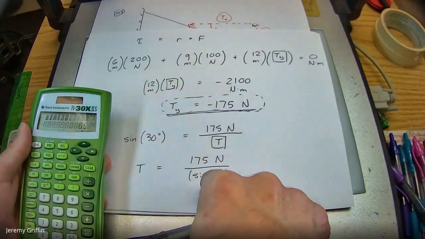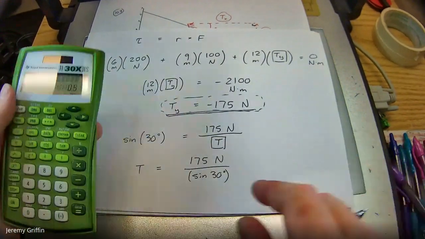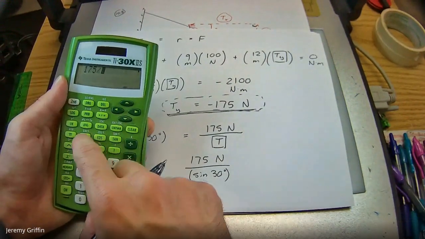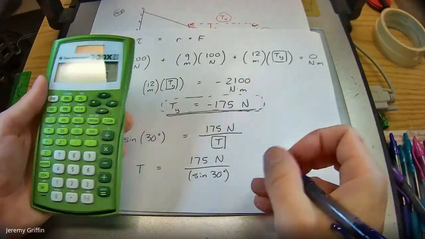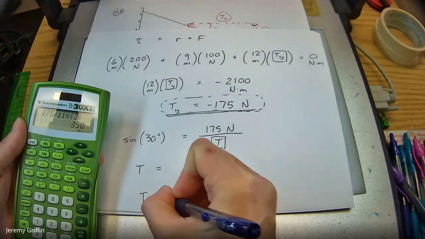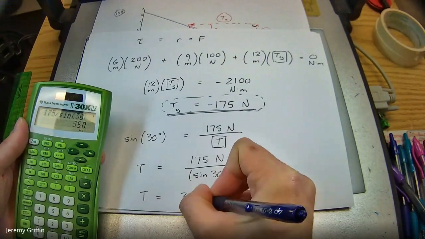Now, if you divide by a half, isn't that like multiplying by 2? Here, I'll show you guys. 175 divided by sine of 30 degrees. Yep, 350. So the tension in that cable is 350 newtons.